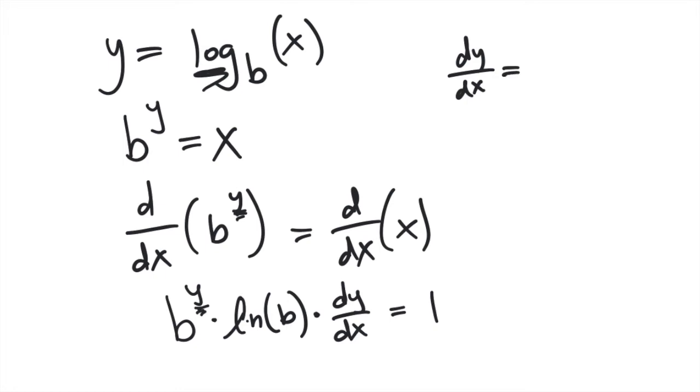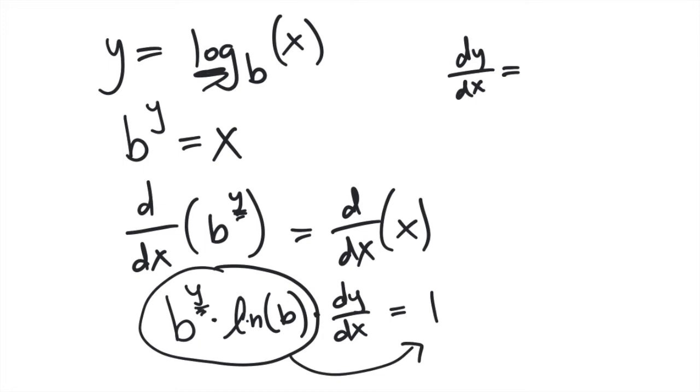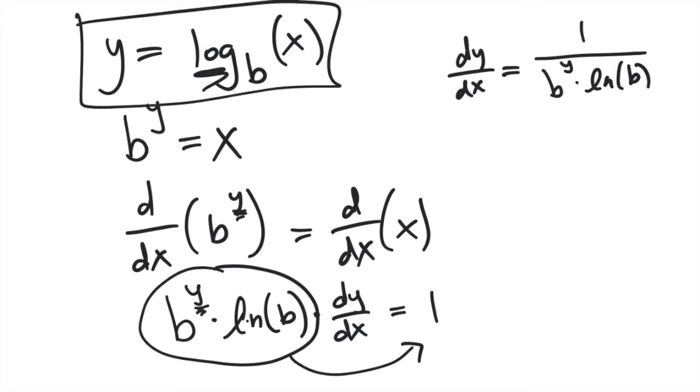So you can go ahead and take the b to the y and the natural log of b and move those over to the other side. You get something like 1 over b to the y times the natural log of b. But then what was y again? If you remember what y was at the beginning, y came from up here. Y was the log base b of x. So another way to rewrite this, because we don't want to have y in our answer if we can avoid it, if we can bring it back to x's instead of y's, that would be ideal.